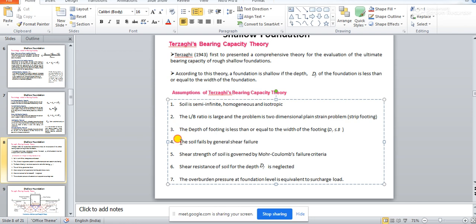Now the fourth assumption is also very important. In Terzaghi's bearing capacity equation, Terzaghi hasn't considered anything for settlement failure of the soil, and he is only considering the criterion of shear failure of the soil. So Terzaghi's bearing capacity formulation only considers that the soil fails by shear, and a very important assumption is that it fails by general shear failure.